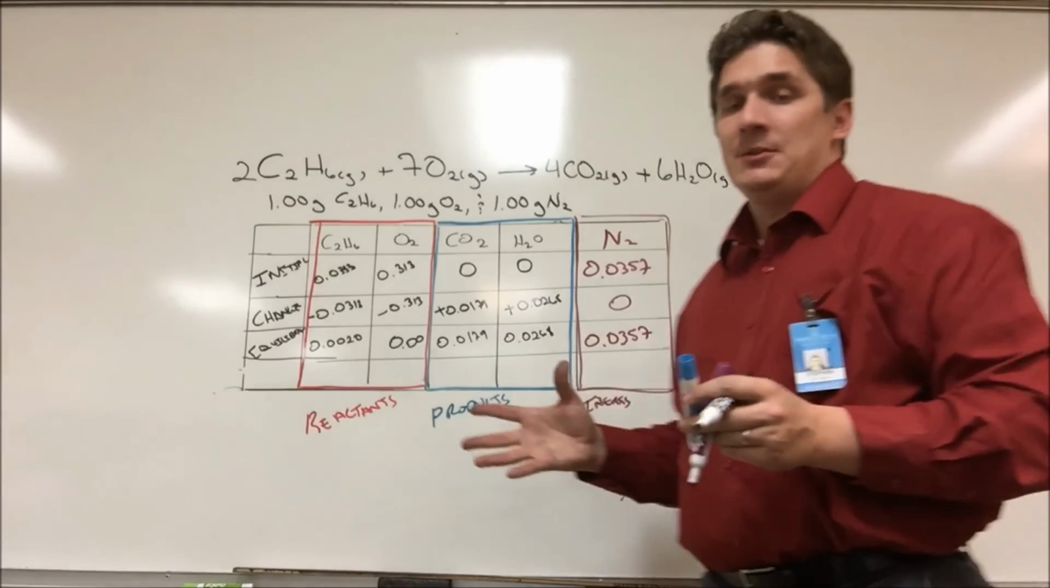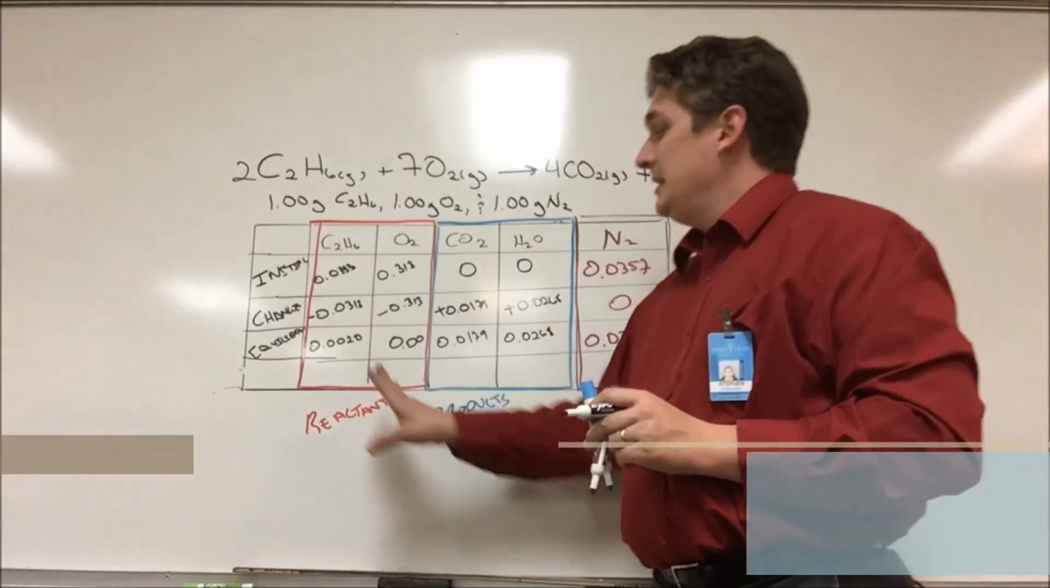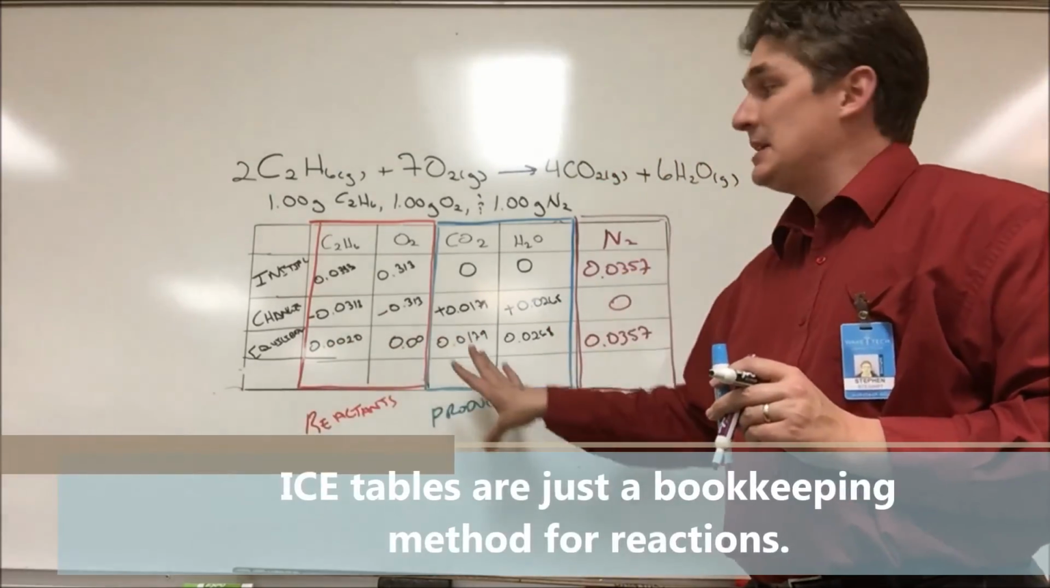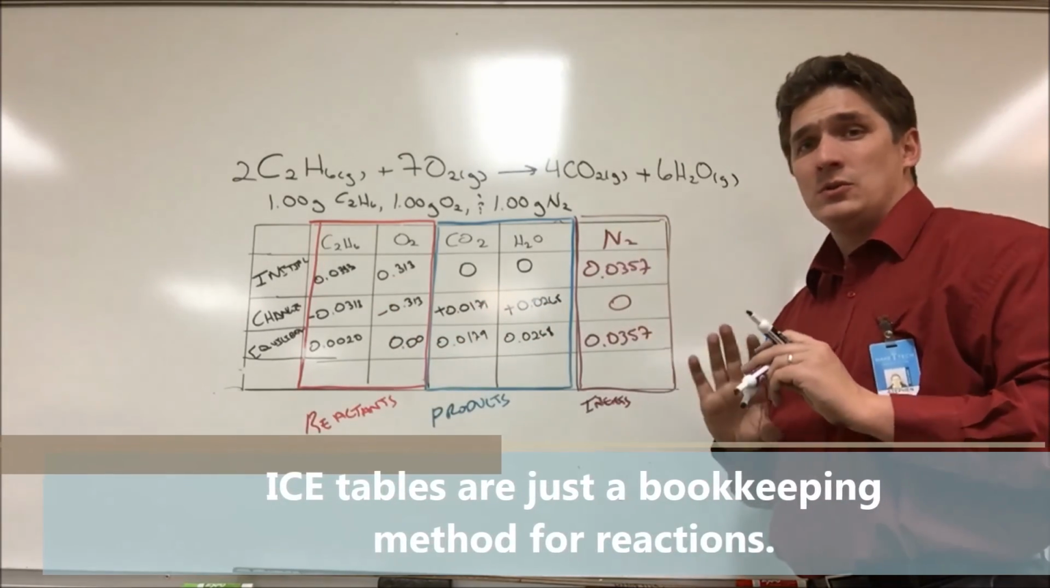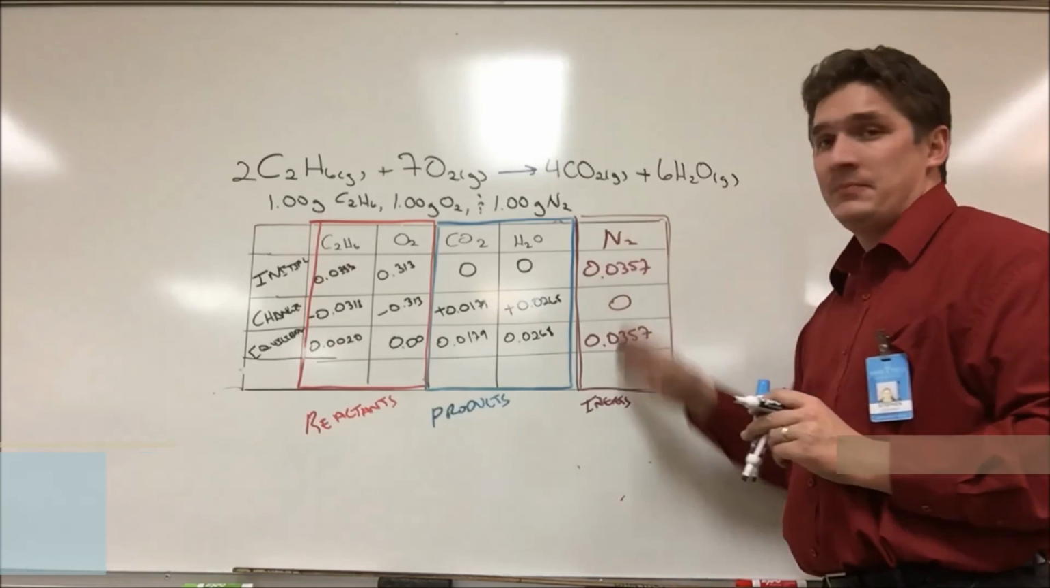And this is the power of the ICE table. All it's meant to do is create an accounting. Again, it works great if you keep the reactants and products separate, so you always remember which way the signs change. And if you happen to have inerts or gases in there that just don't do anything, they're going to stick right here.